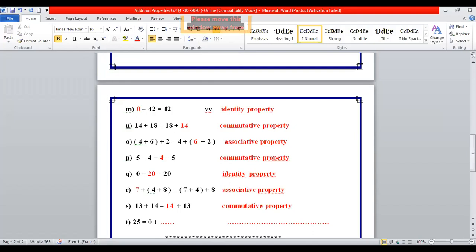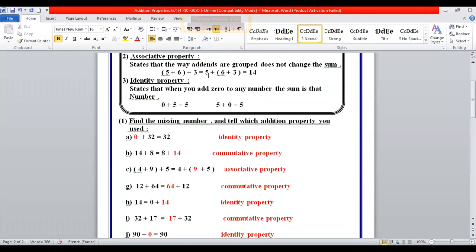Mister, can I answer the last question? Yeah, Malak. 25 equals 0 plus 25. Good. The name of the property is identity property. Thank you, Malak.